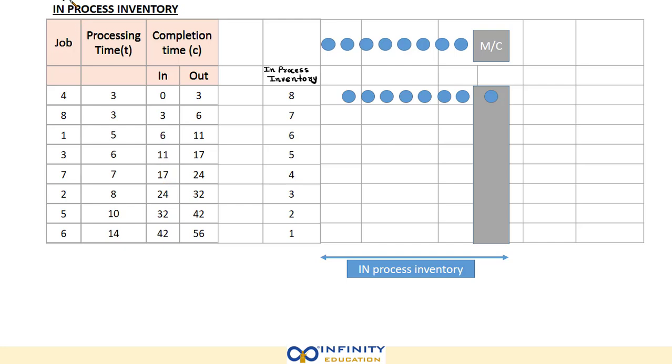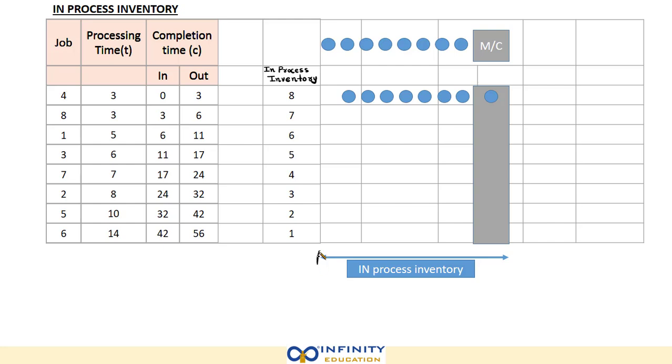So I will use this to explain in-process inventory. You can see that these are 8 jobs which are ready to go on the machine for processing. So let's start the operations. The first job is on the machine for operations, and the 7 jobs are waiting, right?